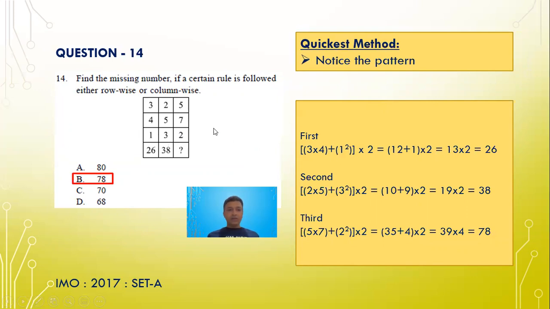1 square is 1. So 12 plus 1 is 13. 13 into 2 is 26. Isn't it? 12 plus 1 is 13. 13 into 2 is 26. So that's how you again arrive at 26.